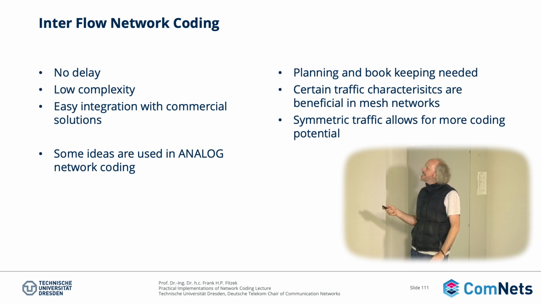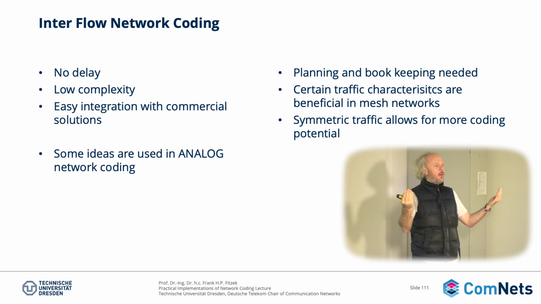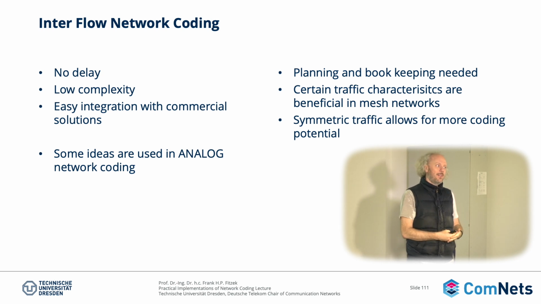Then the other thing is, on the negative side, we need a certain planning and bookkeeping, and we also need certain characteristics of the traffic. So if you have Alice and Bob, and you always want to let them exchange, you assume that they always have something to exchange. What if one side has more to send than the other? Or what if the other side doesn't even have to send anything, only one direction? Then you cannot code anything, okay?